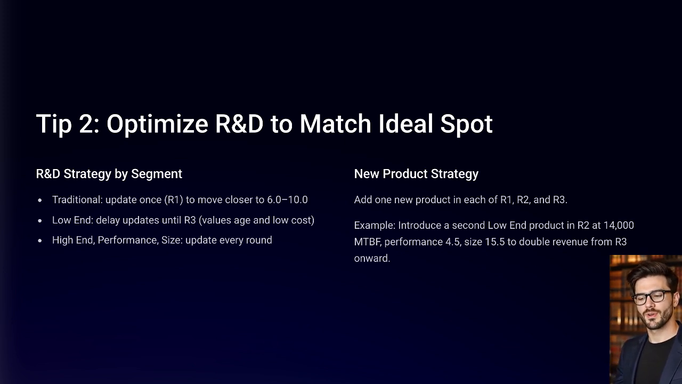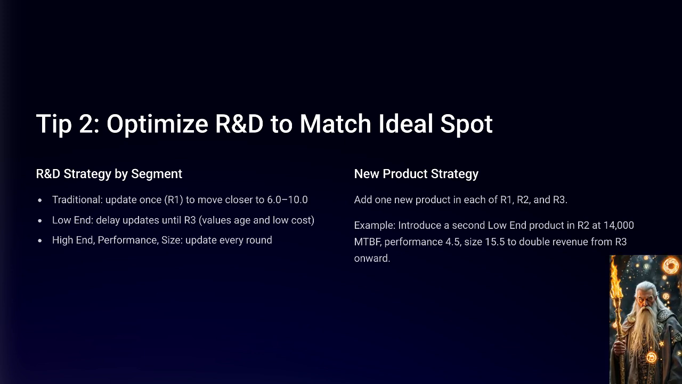New button: add new products. You have 3 additional product slots. Use them strategically. Add 1 new product in each of R1, R2, and R3. For example, introduce a second low-end product in R2 at 14,000 MTBF, performance 4.5, size 15.5 to double your revenue in R3 onward. This sets you up for aggressive expansion and market share domination starting in R4.